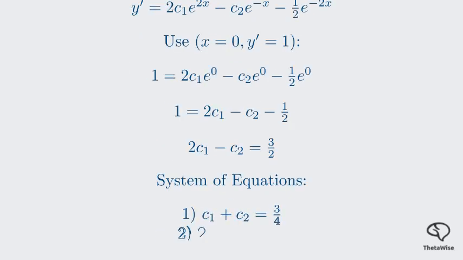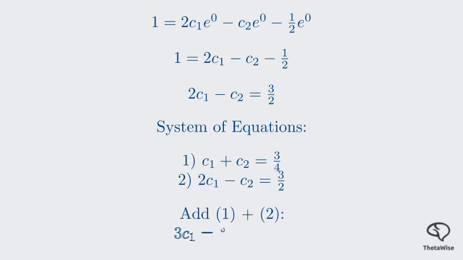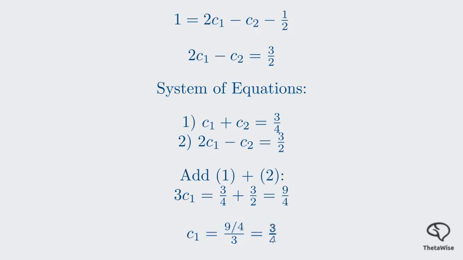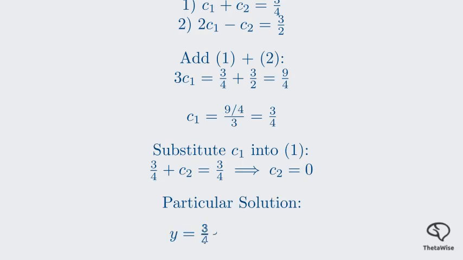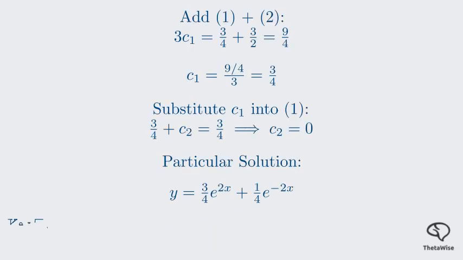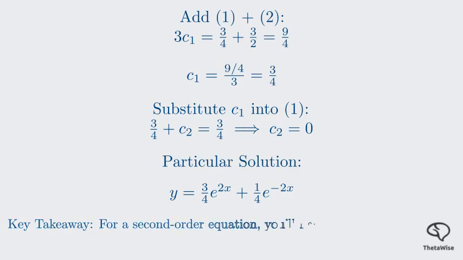We can solve by adding them together. The c2 terms cancel out. Adding the equations gives 3c1 equals 9/4, so c1 equals 3/4. Substituting this back into the first equation, we find that c2 equals 0. We have found our constants. c1 is 3/4 and c2 is 0. The particular solution is y equals 3/4 e to the 2x plus 1/4 e to the negative 2x.